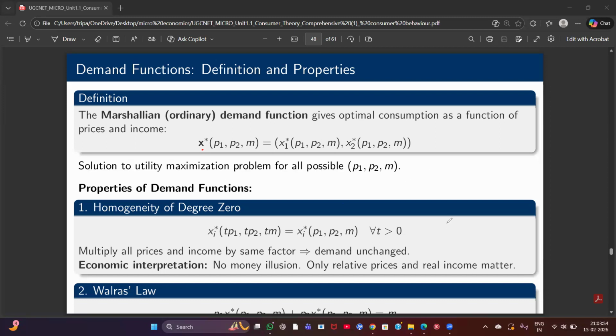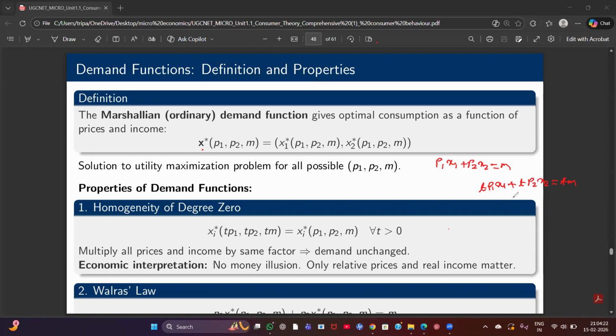Why am I saying the budget equation? Let me write the budget equation here: P1 x1 plus P2 x2 is equal to M. This is the budget constraint equation. Let me multiply t with every term. So I'll get t P1 x1 plus t P2 x2 is equal to t M.